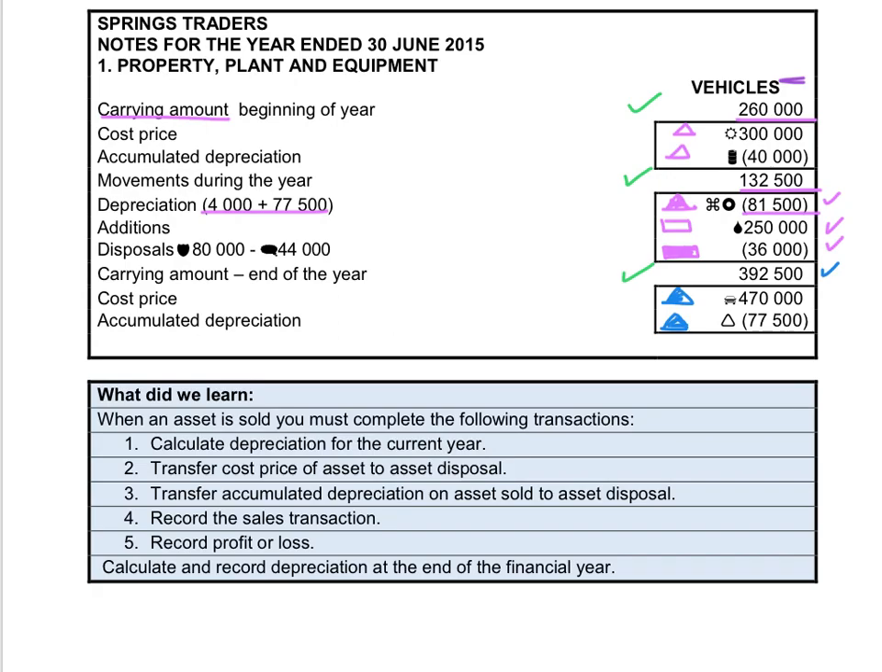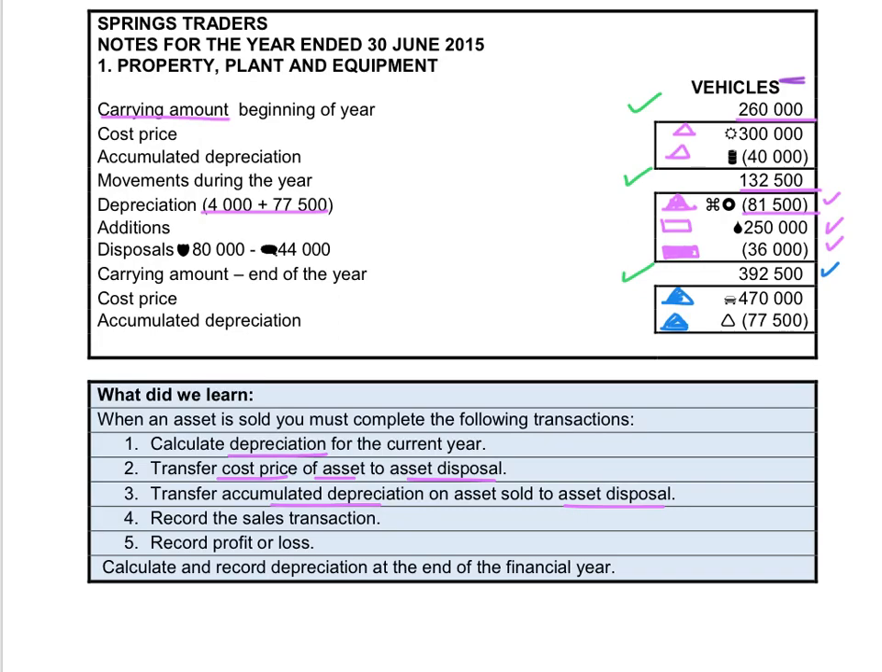What did we learn? When an asset is sold, you must complete 5 transactions. Calculate the depreciation for the current year and record the depreciation to get your books up to date. Transfer the cost price to remove the cost price from your asset account and transfer it to asset disposal. Determine what is the total accumulated depreciation of the asset that is sold from the purchase date until the date the asset is sold, and transfer the total accumulated depreciation to asset disposal.